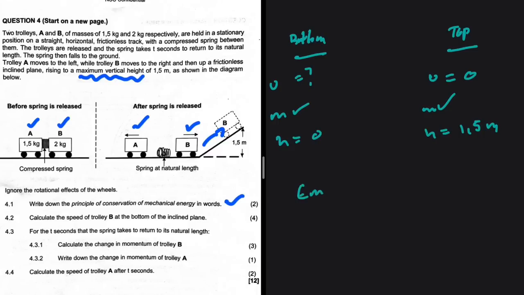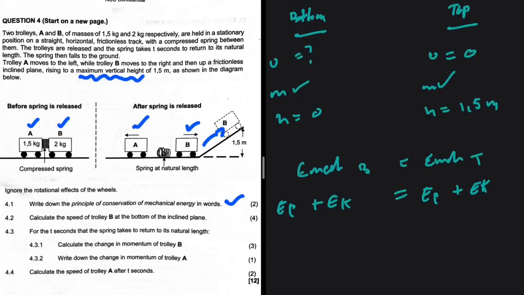We know that the total mechanical energy at the bottom should be equal to the total mechanical energy at the top. This is because our track does not have any friction, right? It is frictionless. So we can use the conservation of mechanical energy. So at the bottom, we're going to have EP plus EK, right? Potential energy plus kinetic energy. At the top, we're also going to have EP plus EK. So what is the potential energy at the bottom? We know that the potential energy is mgh, right? So the mass is 2, gravitational acceleration is 9.8, the height is 0.